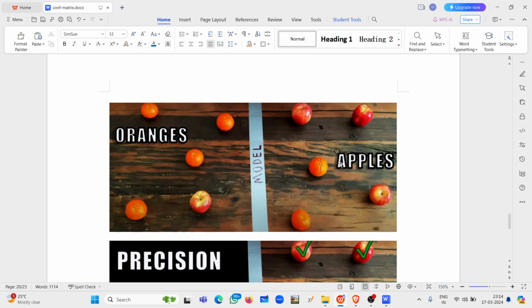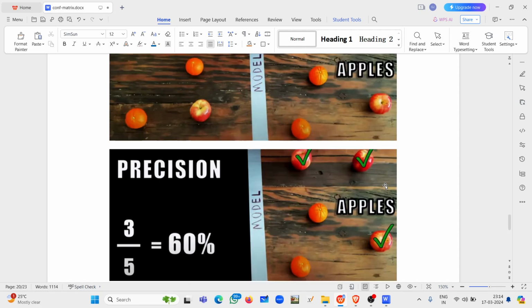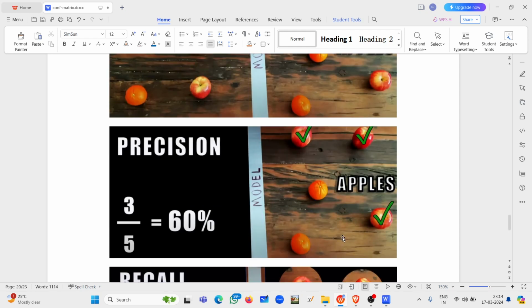In the apple side, how many total items are there? 1, 2, 3, 4, 5 items. How many apples are there? 1, 2, 3 are the apples. That means only 3 apples are predicted out of these 5. The right hand side total data item count is 5, out of that 3 apples predicted. So 3 by 5, precision is 60%.